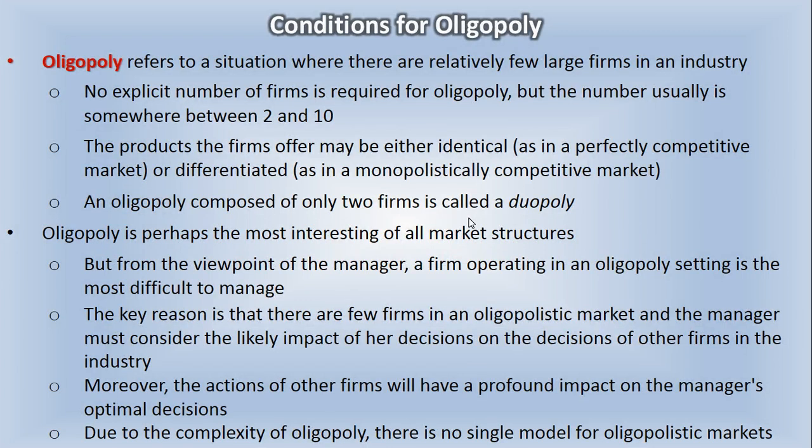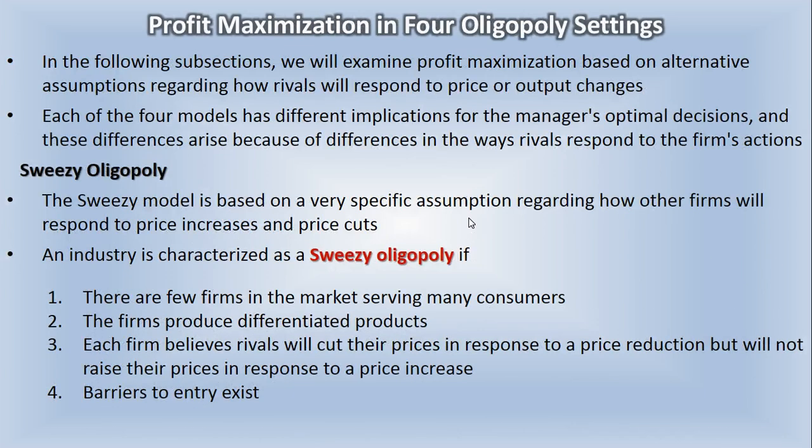All right, Chapter 9, Basic Oligopoly Models. Again, we're just covering the stuff we covered already before I jump into the final part of the chapter. Oligopoly refers to a situation where there are relatively few large firms in an industry. We covered the Sweezy oligopoly, in which there are a few firms serving the market, defining it as an oligopoly.